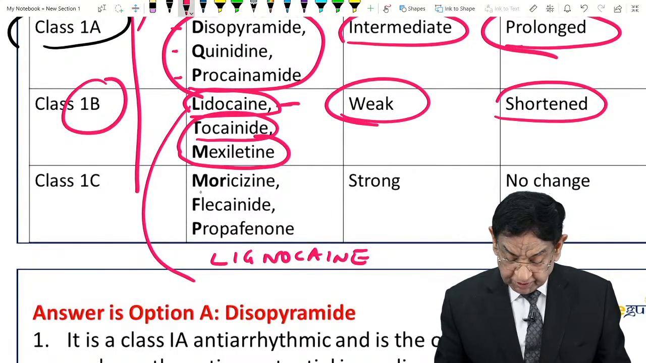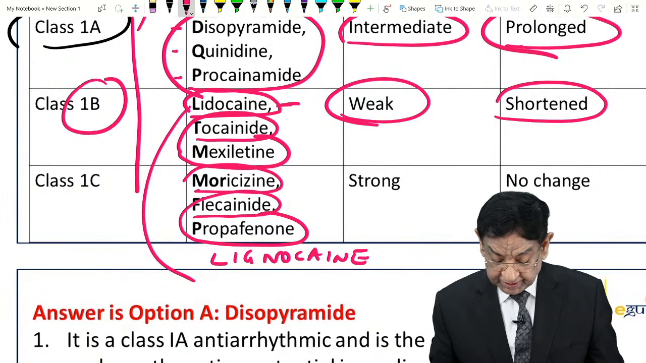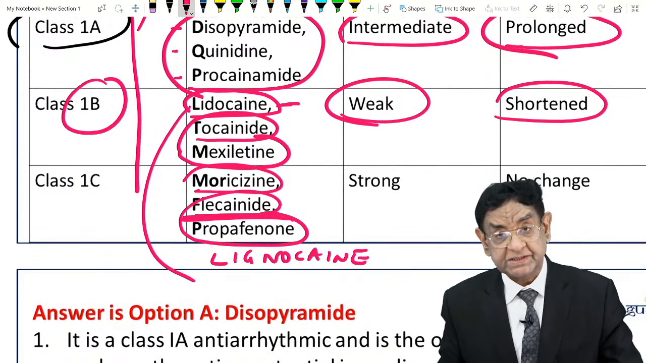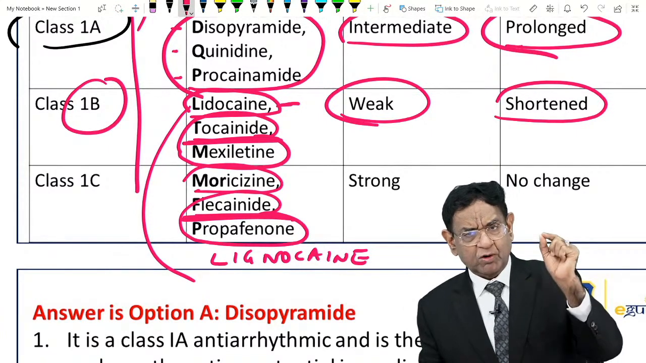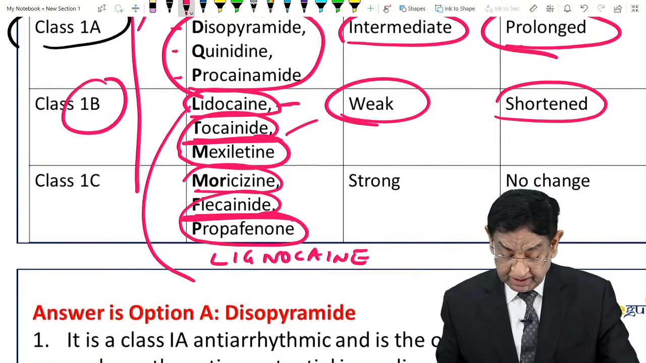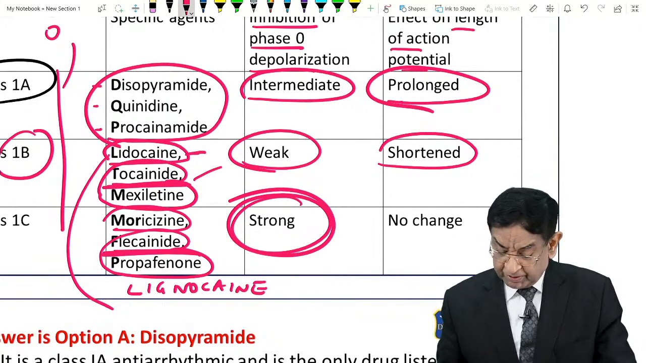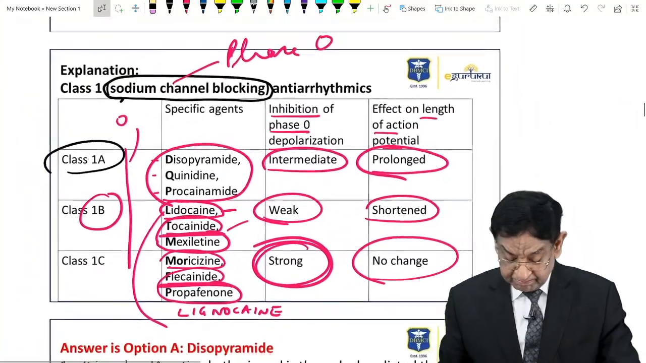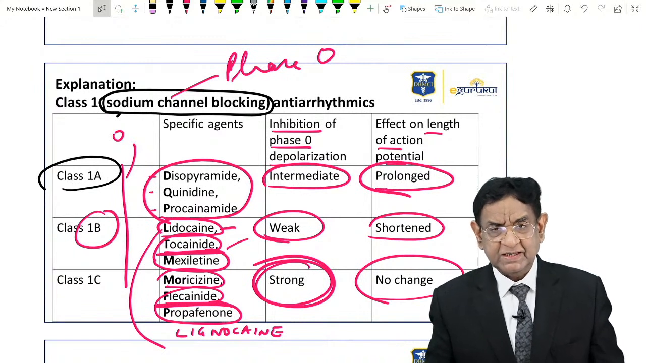Class 1C includes moricizine, flecainide and propafenone. Point to be noted, flecainide is class 1C. Point to be noted, tocainide is class 1B. This is the confusion. People always think that tocainide belongs to class 1C. No, it is class 1B. Don't commit this mistake. Now, phase 0, strong, very powerful. And what about action potential? No change. Friend, this is a slide worth $1 million. This summarizes 90% of the class 1 drug action, everything has been summarized.